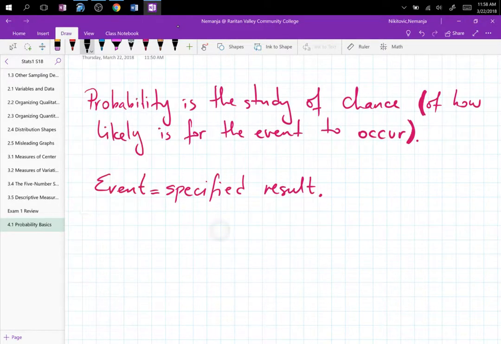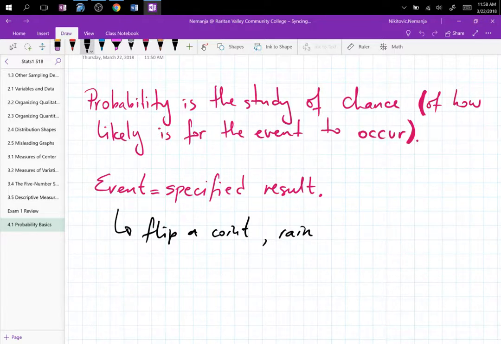Let me give you examples of an event. Flip a coin. That's an event. Flipping a coin. Hey, it's happening, right? So that's it. Or rain. That's an event. What else can we... winning a lottery. That's an event with an abysmally small probability, and so on.